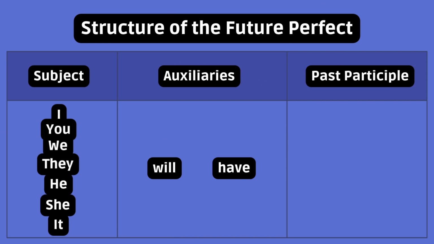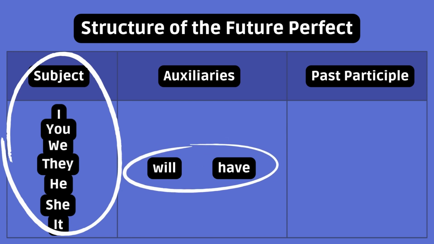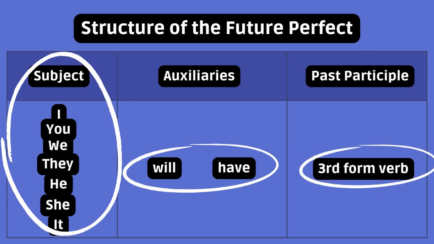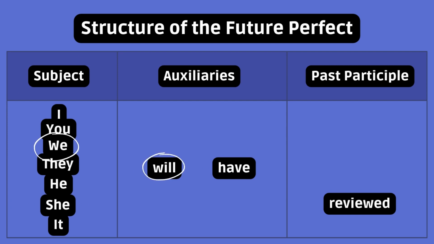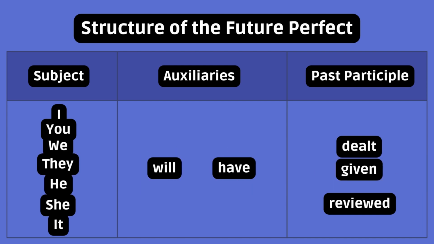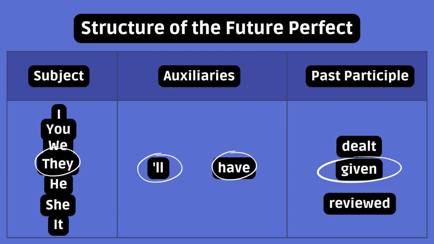Okay, so forming the future perfect goes like this. Subject plus will have plus past participle, third form of verbs. Example, she will have reviewed. We will have dealt. They will have given. Contractions are common for subject and will. So you get, she'll have reviewed, we'll have dealt, they'll have given.